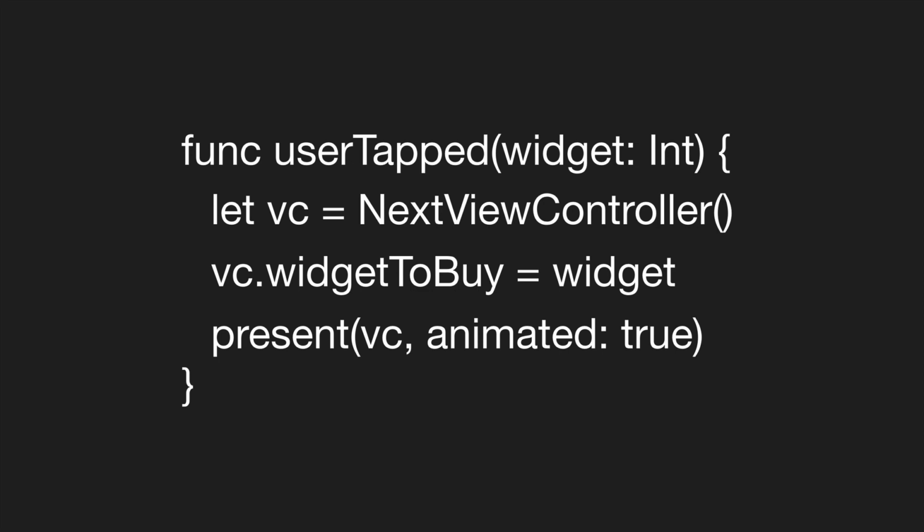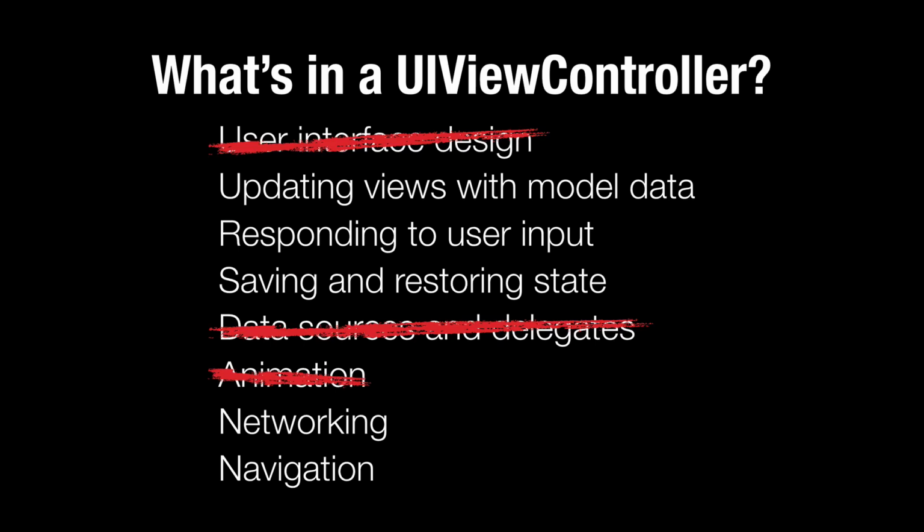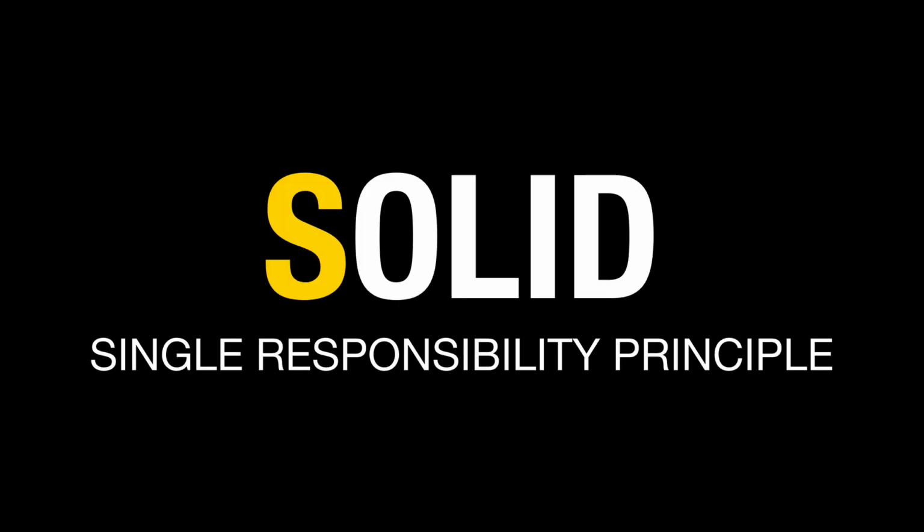You want to say, hey coordinator, please buy this thing. And the coordinator will decide what that means and how that should actually take place. And all we're really doing here is moving one more thing out of view controllers. But it brings us one step closer to solid code with a single responsibility principle. The coordinator is responsible for one thing, handling program flow.